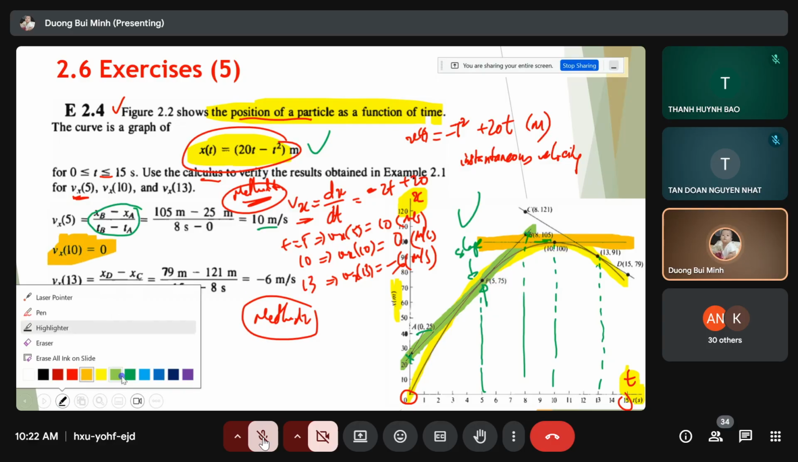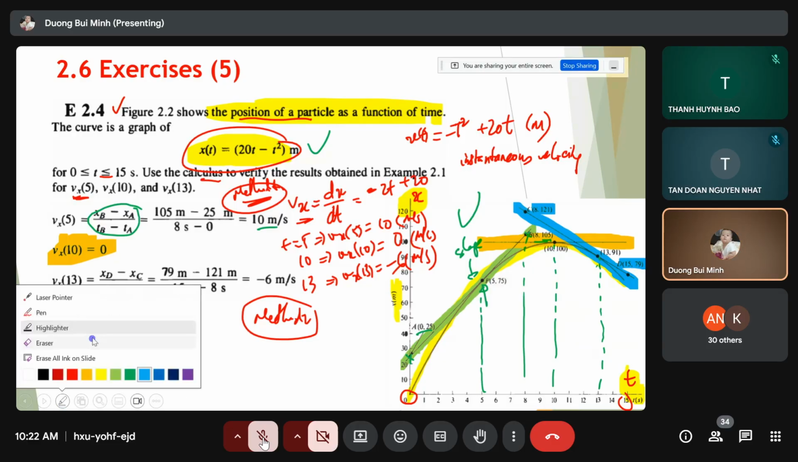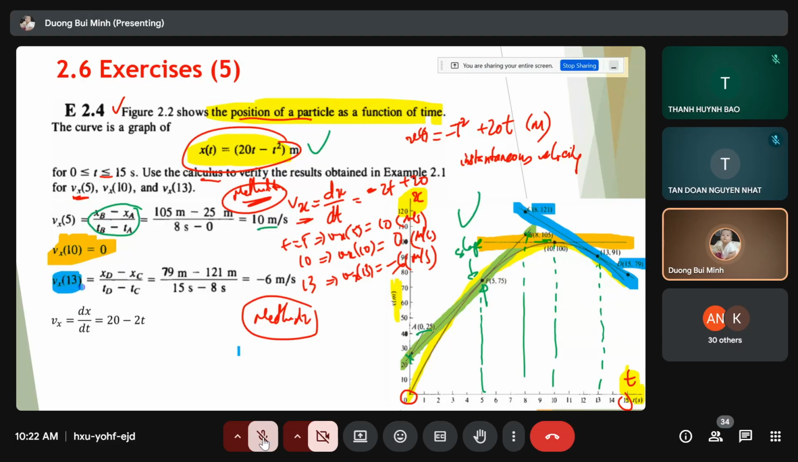And we have the last one here. You just pick two points. At t equals 8 you get 121, and at t equals 15 you get 79, and then you have the formula. The instantaneous velocity is (xd minus xc) over (td minus tc), and you get the same result. So it's up to you.